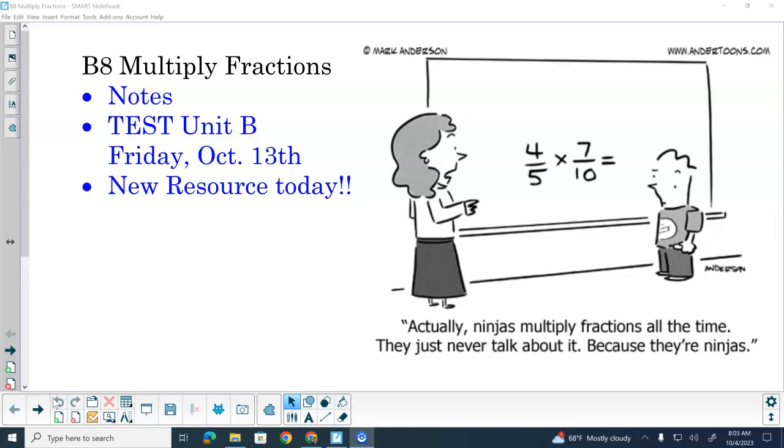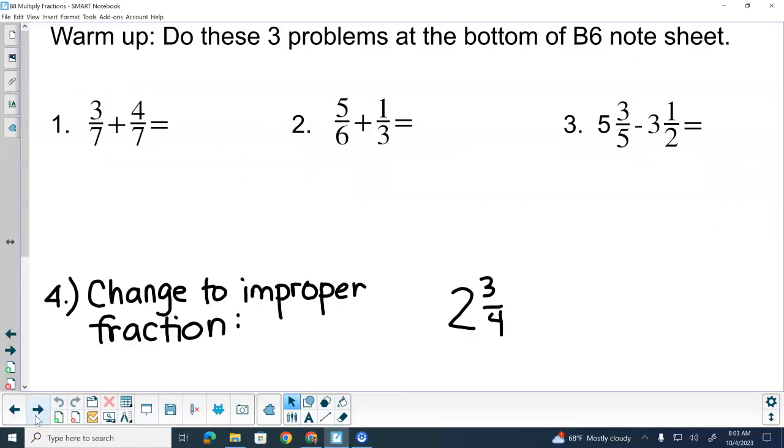So if you go back, so let's see, B8 is there. We have room on B. If you go back maybe one page to B6, the backside of B6, if you could find some space somewhere in your note packet, I don't care where, but you can find some space to do these 4 problems. Right now, that would be awesome. So do these 4 problems. 2 adding, 1 subtracting, and 1 change to an improper. Okay? We're doing these 4 problems right now.